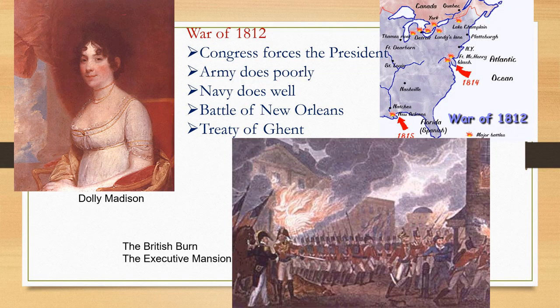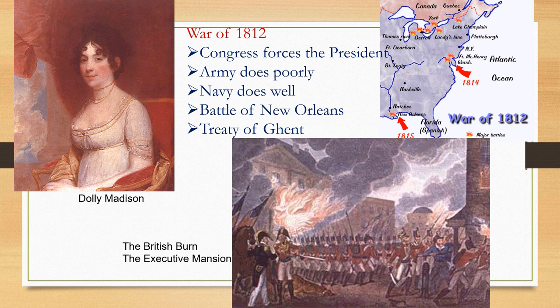So the War of 1812, Congress forces the president. Now, for those of you who are doing essay response papers, one of them talks about Madison and the War of 1812. And the thesis statement on that essay, and I urge you all to read it because it's an amazing essay, is that the underlying cause of the war and the people who are responsible for it is confusing. And the reason it's confusing is that people at the time were confused. So let's try to unpack this just a little bit.